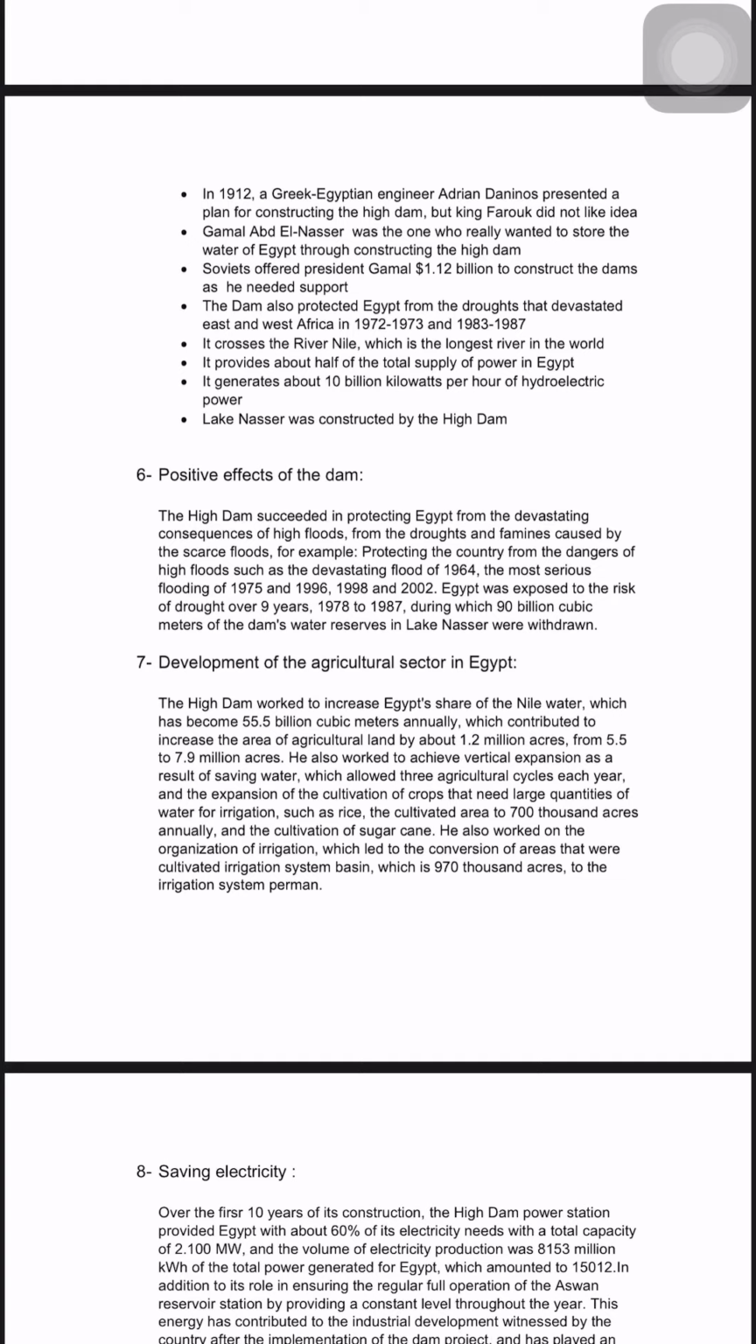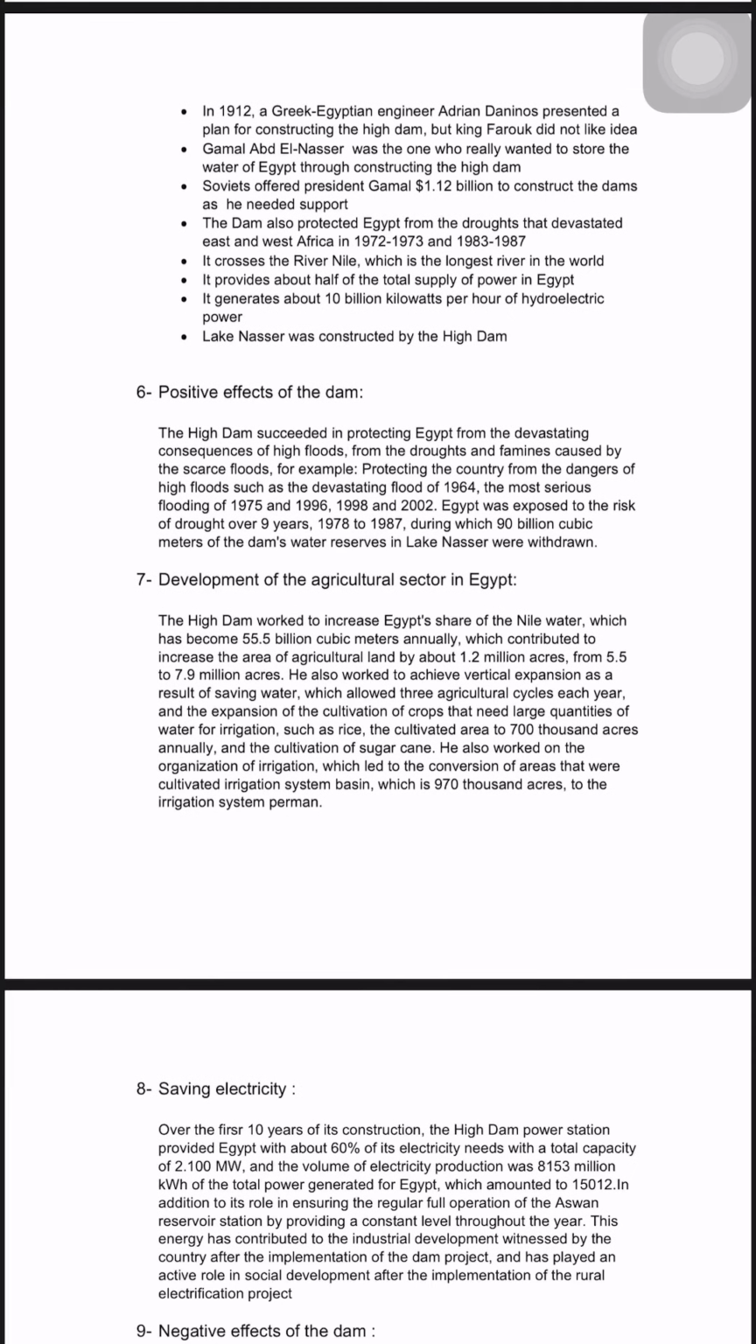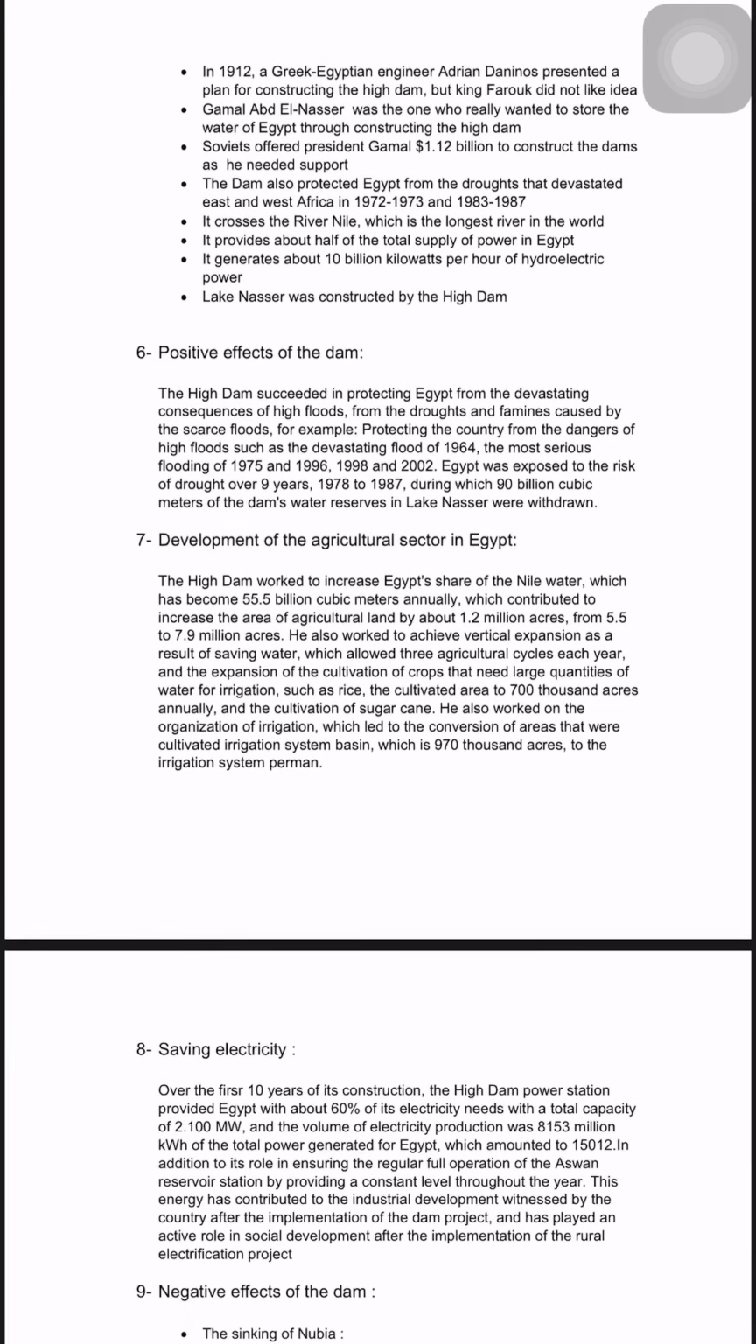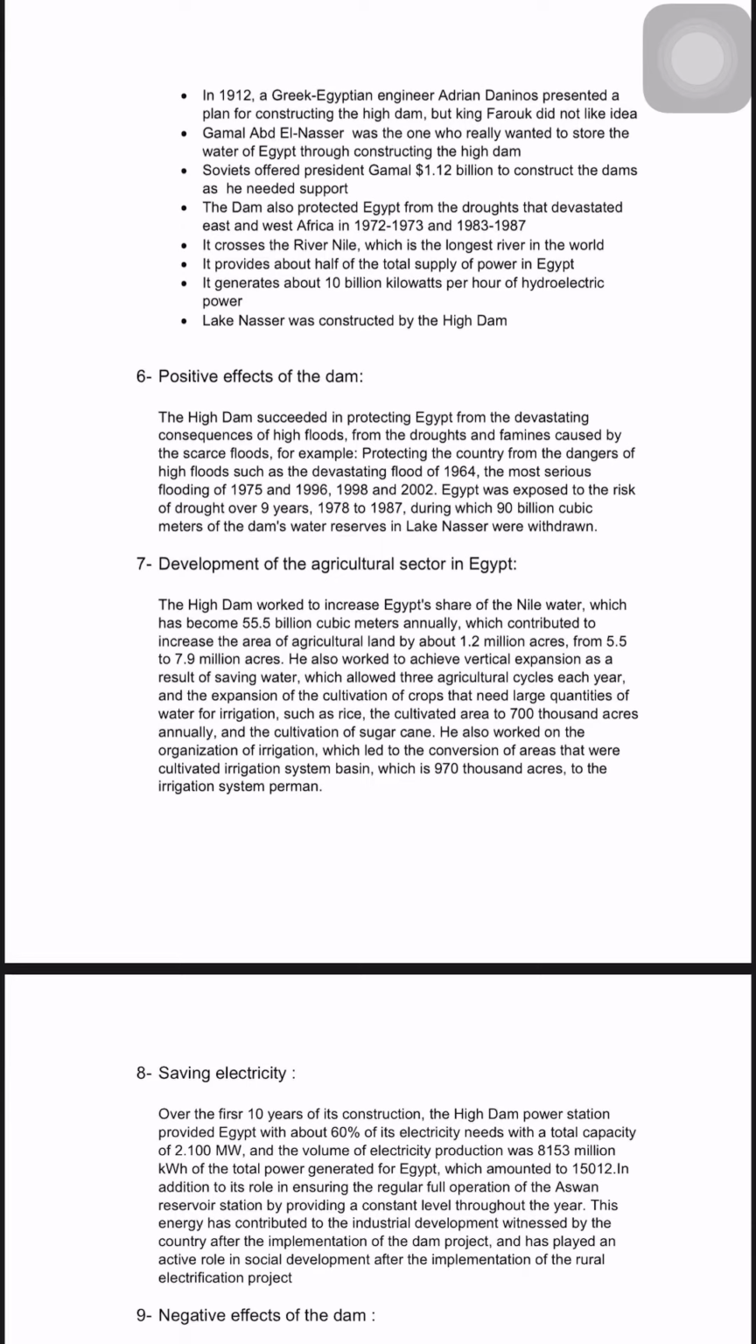Development of the agriculture sector in Egypt. The High Dam worked to increase Egypt's share of the Nile water, which has become 55 billion cubic meters annually, which contributed to increasing the area of agricultural land from 55 to 78 million acres.